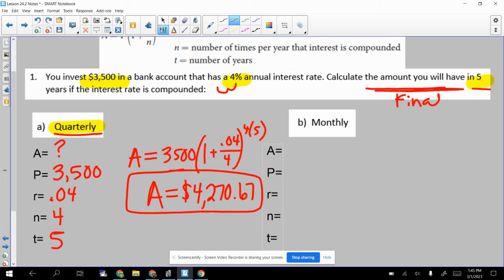So after 5 years, you will go from $3,500 in your bank account to $4,270.67 with that 4% interest rate.